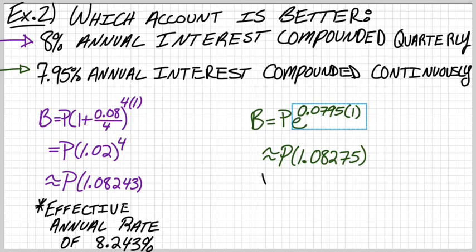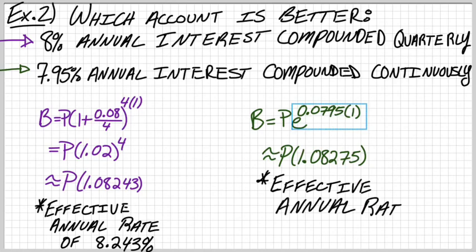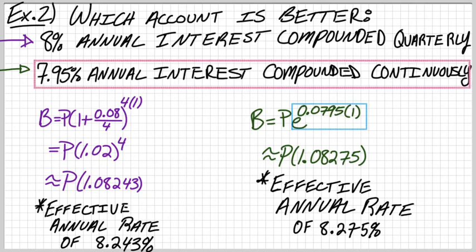So the effective annual rate for this one is actually a little bit bigger: 8.275%. That's how much bigger this is than 1. For all of these, when I find that rate value, I'm just comparing it to 1 and seeing how much bigger or smaller it is than 1. So there you have it. Who's the better account? In this case, it's the 7.95% account compounded continuously.